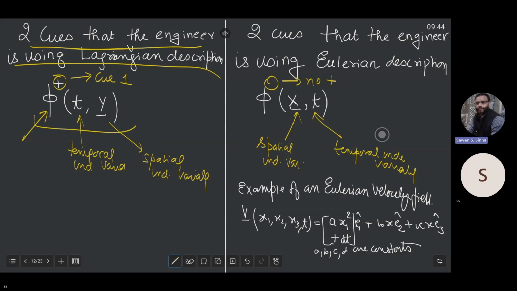Example of an Eulerian velocity field, just a made-up example. It could be something like this, with Cartesian coordinates being your working coordinate system. It may have dependence on x1, it may have dependence on x2, it may have dependence on x3, and then time may appear explicitly. A, B, C, D, other things may be constants. This is an Eulerian velocity field.